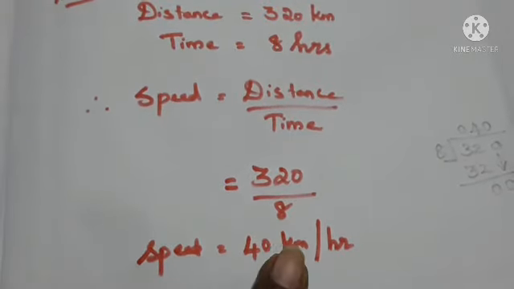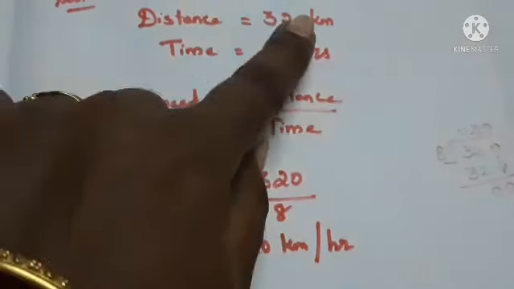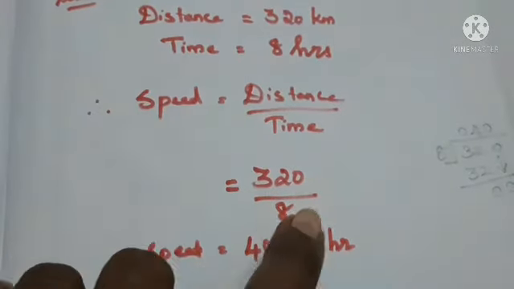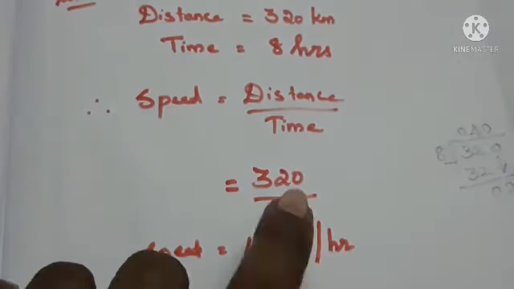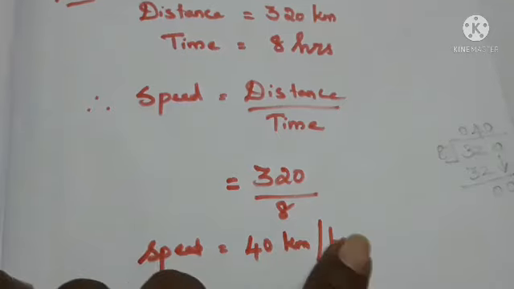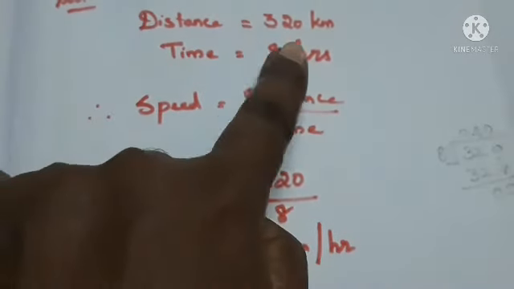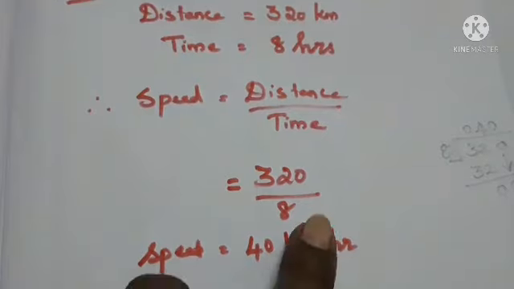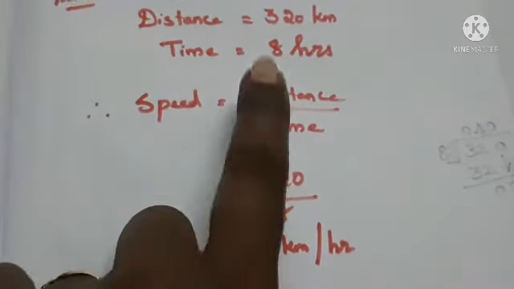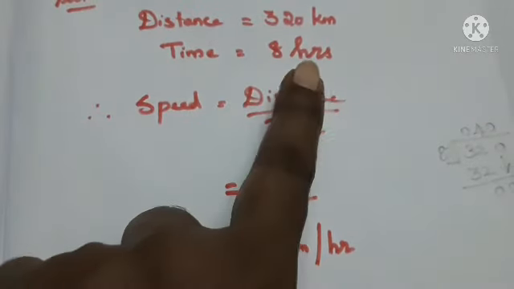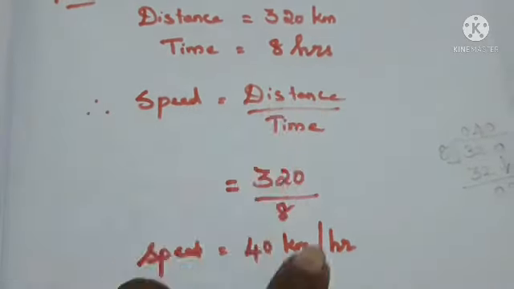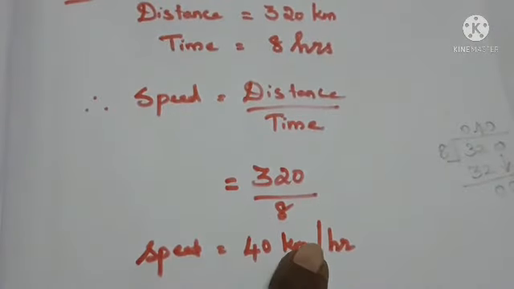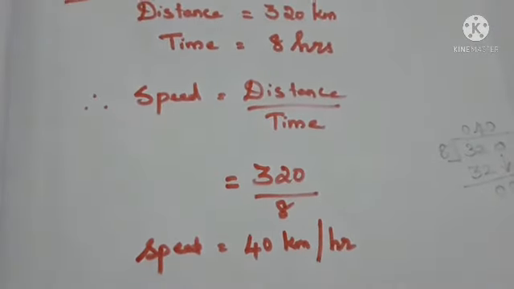How did we get this? We have the kilometer, and divide by means per, the slash. Kilometer is the distance unit, and per means divide by the time. Time is in hours. So we can write 40 kilometer per hour. Are you able to follow this?